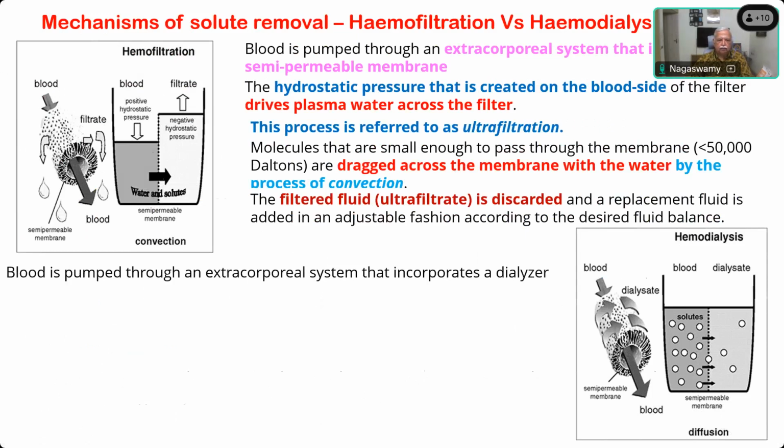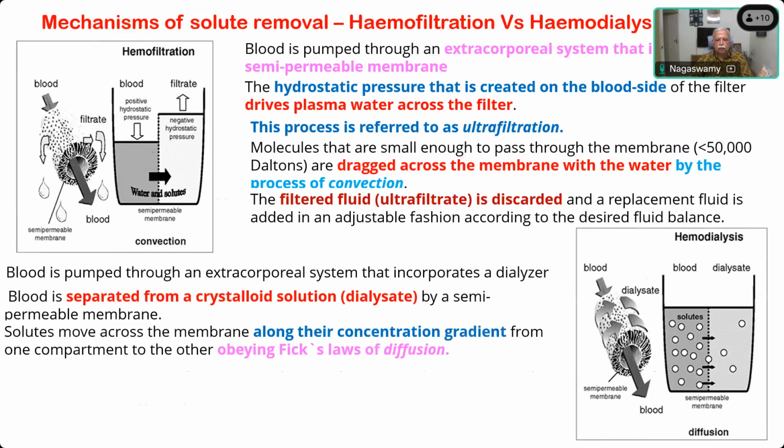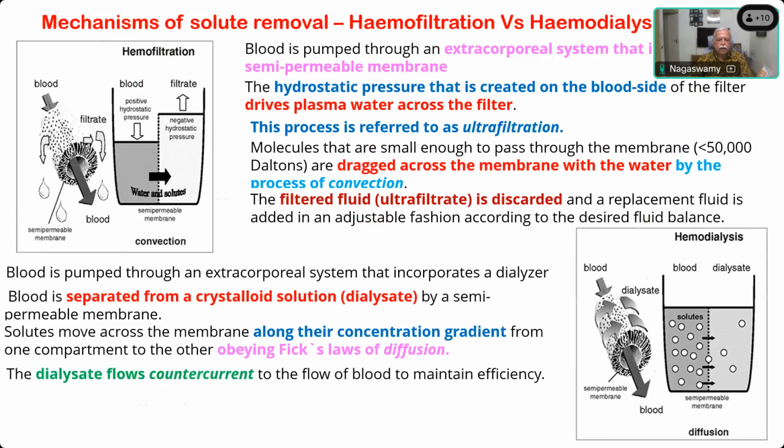So again here blood is pumped through an extracorporeal system that incorporates a dialyzer. Here there is an extra fluid pumped into the kidney. Blood is separated from a crystalloid solution, which is called the dialysate, by a semi-permeable membrane, and solutes move across the membrane along their concentration gradient from one compartment to another, and the law which determines that is called Fick's law of diffusion. The dialysate fluid runs in a countercurrent fashion, just similar to the countercurrent mechanism in our normal nephrons to concentrate the urine volume.